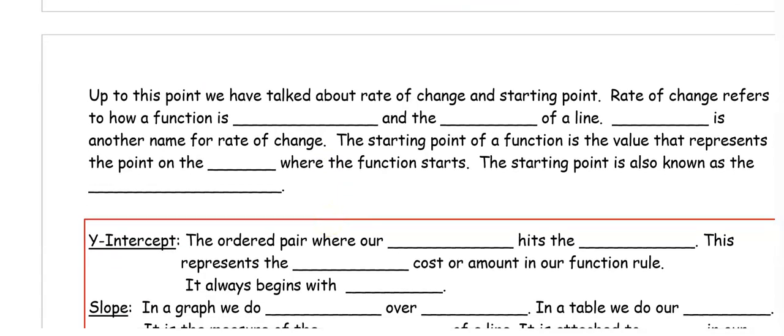So up to this point, we have talked about rate of change and starting point. Rate of change refers to how a function is changing and the steepness of a line. Slope is another name for rate of change. The starting point of a function is the value that represents the point on the graph where the function starts. The starting point is also known as our y-intercept.